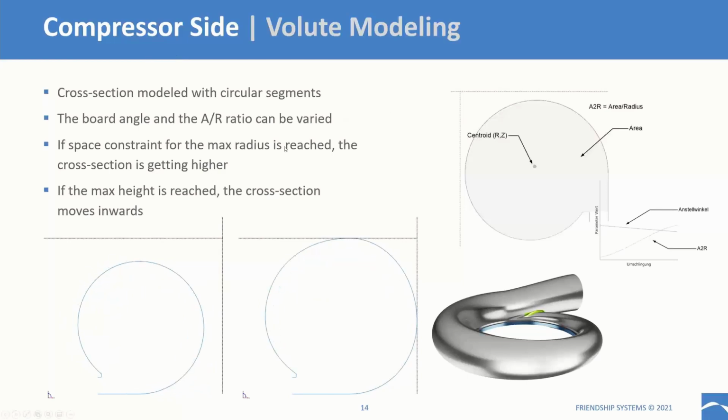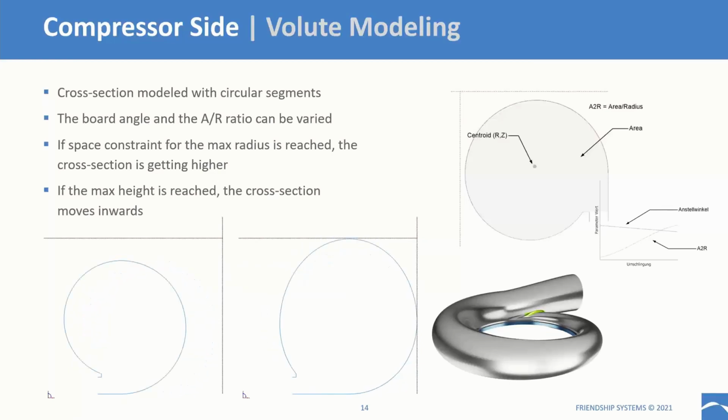If you're not familiar, A is the cross-sectional area, which is highlighted in gray here, and R is the centroid radius of this area. And as you see here in the diagram, we can set up a distribution function that describes how this A/R ratio changes when going around the volute scroll.